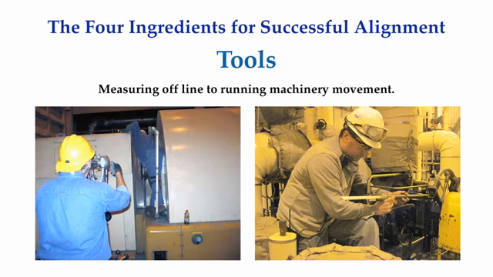This phenomenon is often referred to as thermal growth or hot and cold alignment. The most accurate way of describing this is simply offline to running machinery movement.